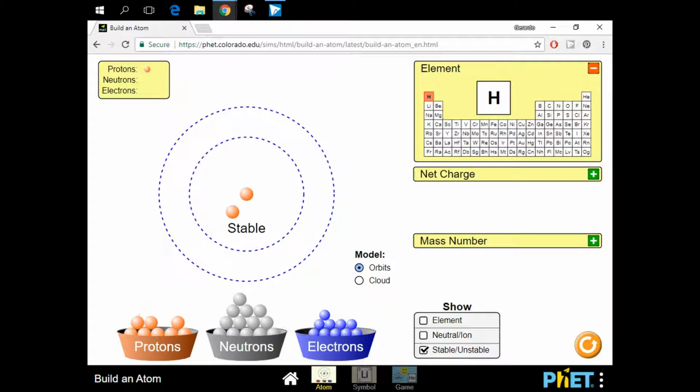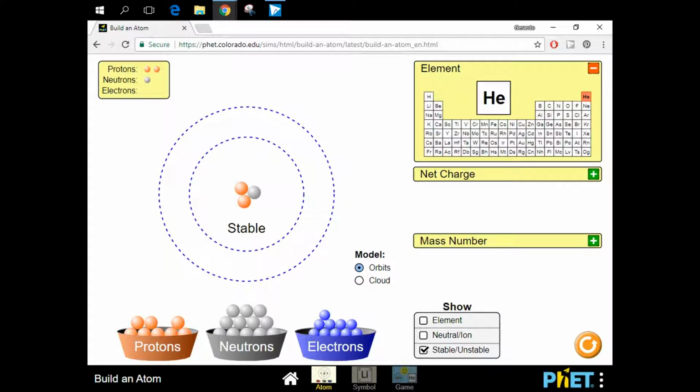If I were to add a second proton, notice that it goes into unstable just as soon as I add it. So in this case, I don't have enough neutrons to help balance out my strong nuclear force. Now, if I were to just add one neutron, you see that it went from being unstable to being stable. I have two protons and zero neutrons, it is unstable. As soon as I drop in that neutron, it becomes stable.